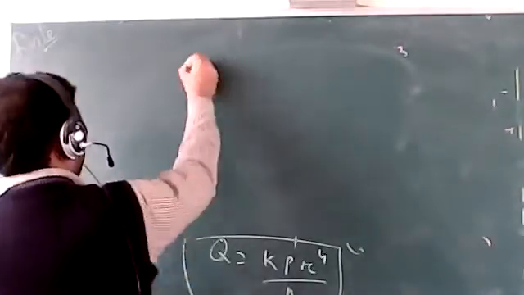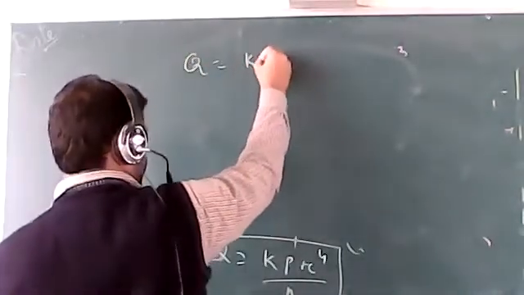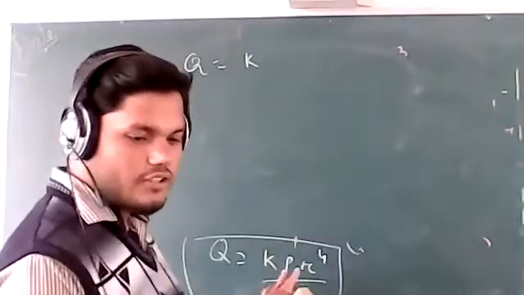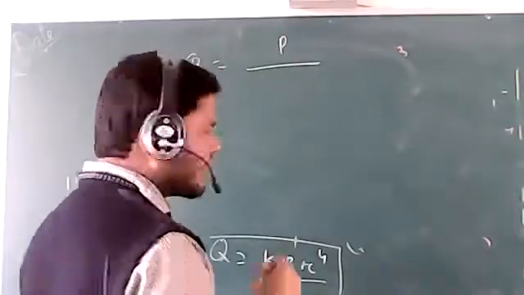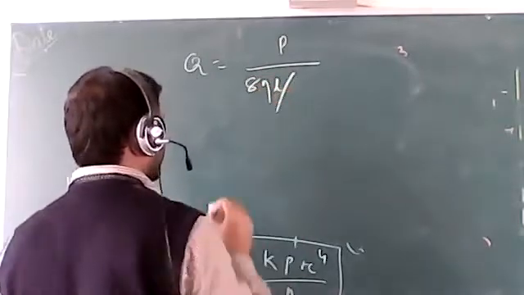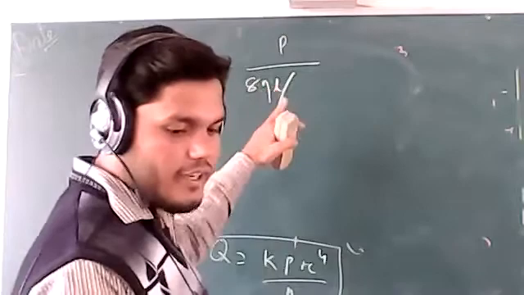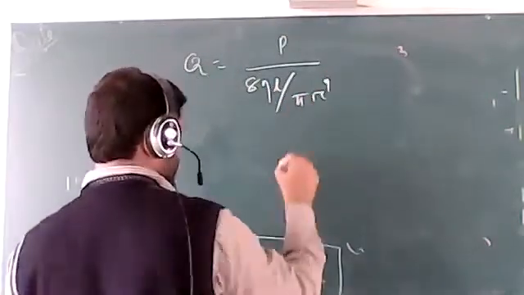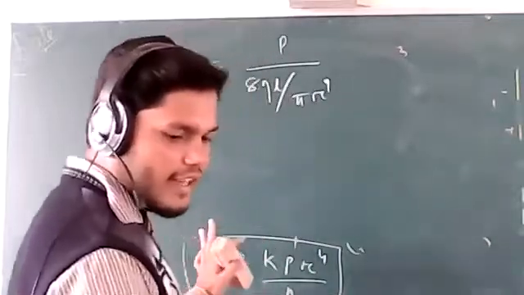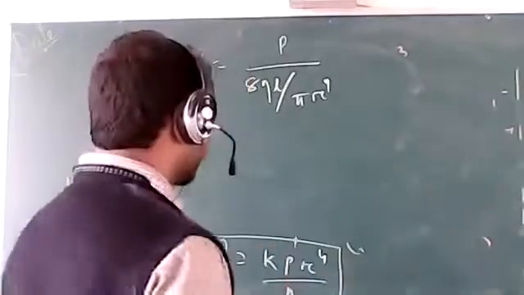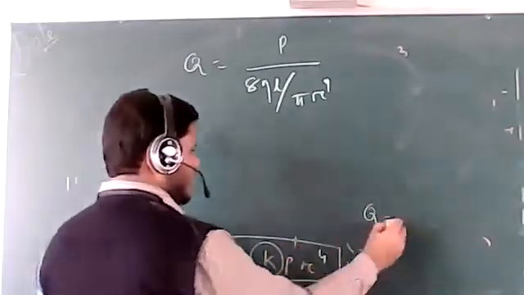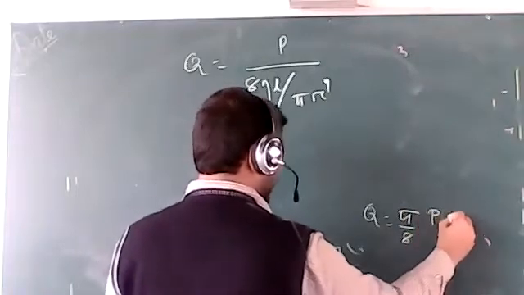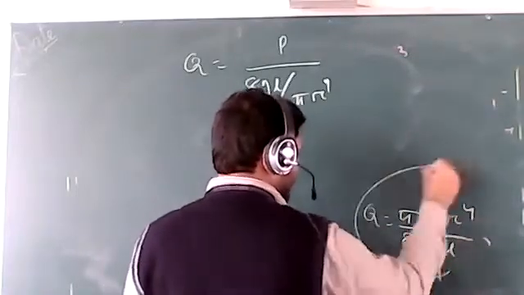Okay, and you can also write this formula in this method. Q equal to k times p divided by 8 eta L divided by pi r to the power 4. If we are writing like this, then what is the value of k? K value is pi by 8. So q equals pi by 8 p r to the power 4 divided by eta into l. This is the value of q.